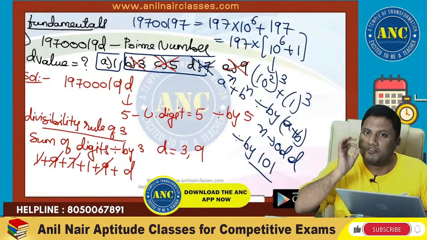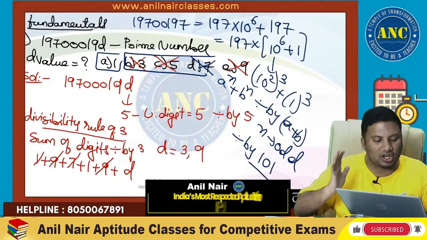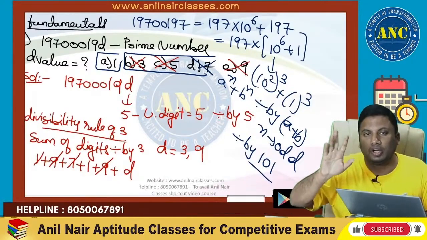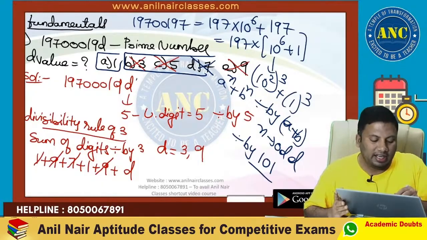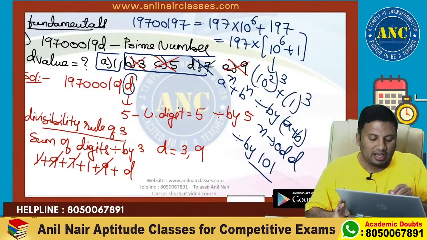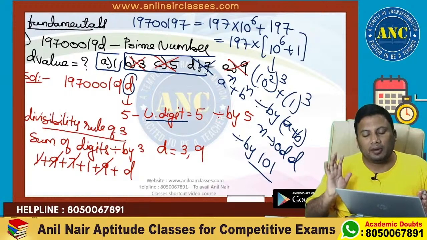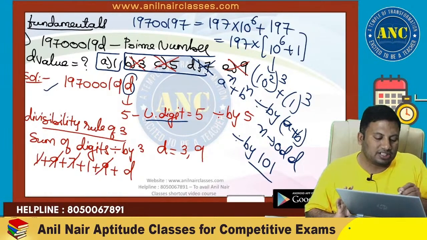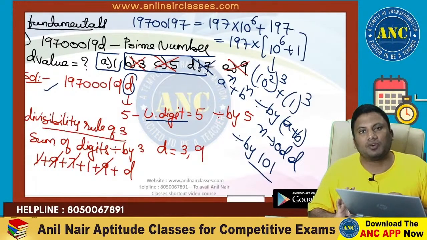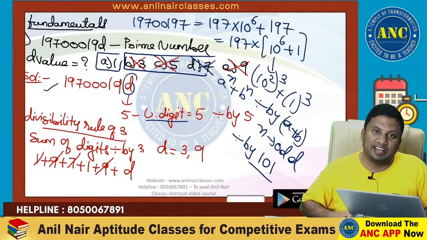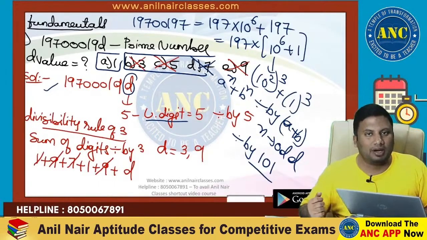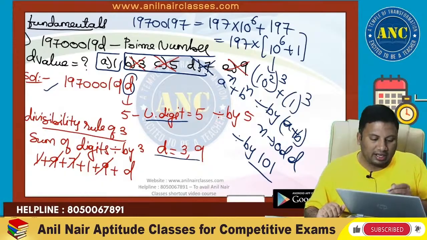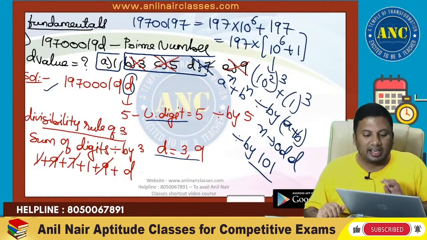Very good problem. Fundamental problem, but a very logical problem where the divisibility rules are used. 2 divisibility rules I am using. If D is 5, if the unit digit is 5, the number should be divisible by 5. Second logic: sum of the digits, 9 and 9 out, 7 plus 1 plus 1, 9 plus D. 9 plus D should be divisible by 3, so D can be 3 or 9. So 3 is out, 9 is out.